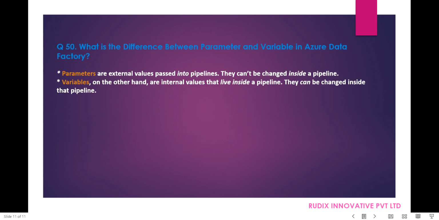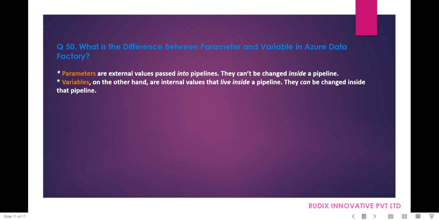What is the difference between parameter and variable in Azure Data Factory? First, let us know what a variable is. It is a named entity that controls values. What is a parameter? It is a user-defined value that we can use to make your pipeline more dynamic and reusable. So let us know what is the difference between these two, parameter and variable in Azure Data Factory.